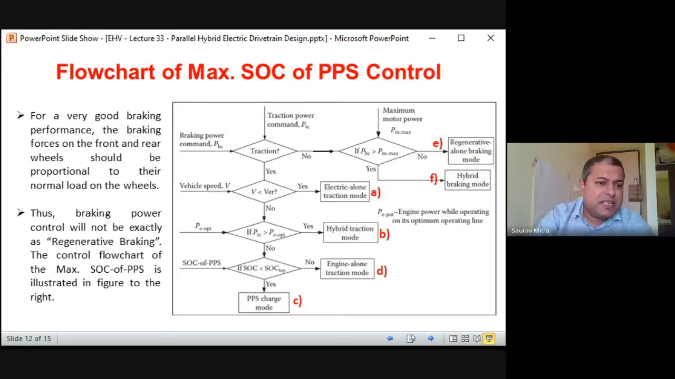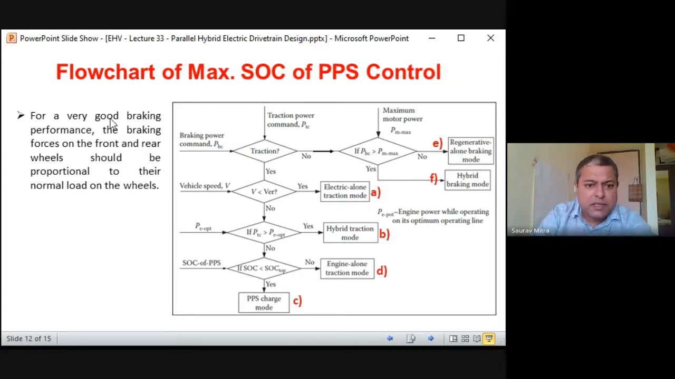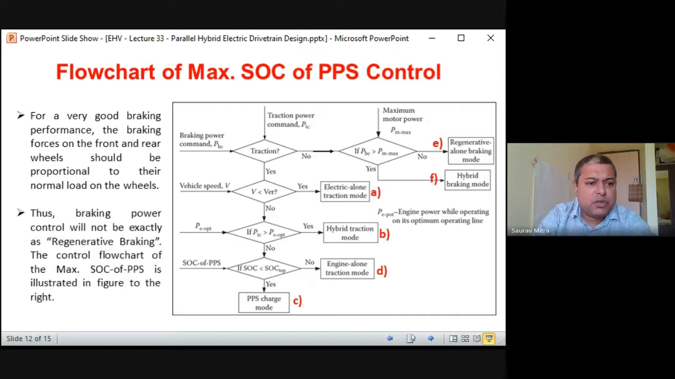In this case, it is said that for a very good braking performance, the braking forces on the front and rear wheels should be proportional to their normal load on the wheels. So these are some of the conditions. Thus, braking power control will be exactly as regenerative braking. The control flowchart of max SOC PPS is illustrated here.